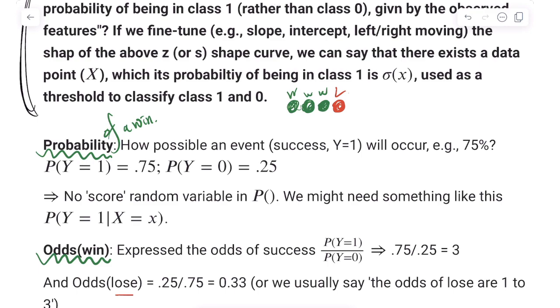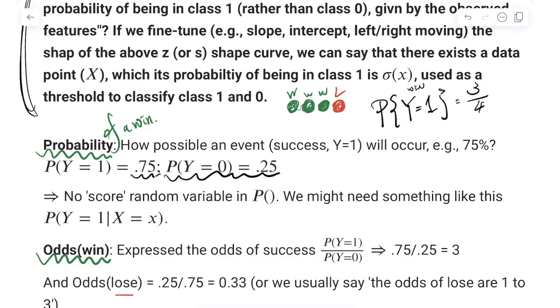That means 75%. The mathematical way we describe this is the probability of y equals win or lose, and we define 1 as win. That is 3 out of 4, which is 75%. And the other one is the probability of lose, which is 25%. That is very straightforward.